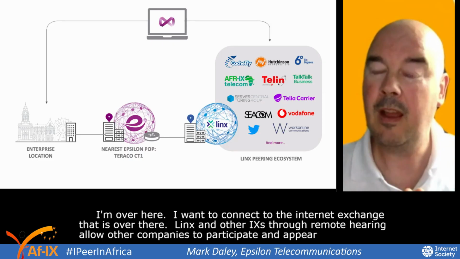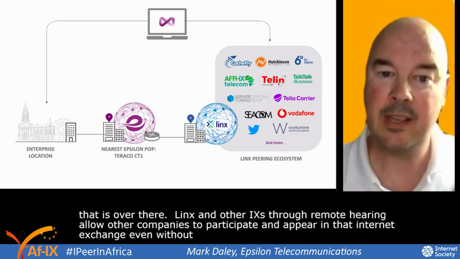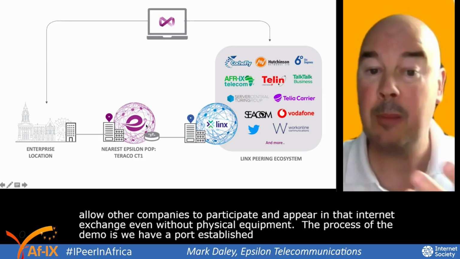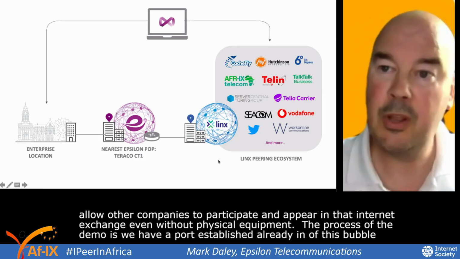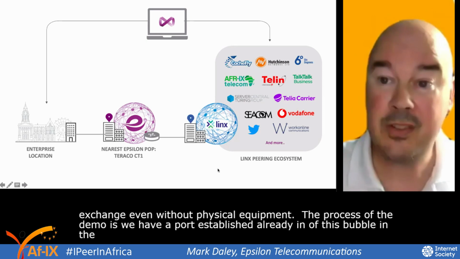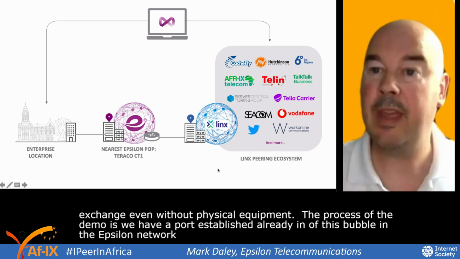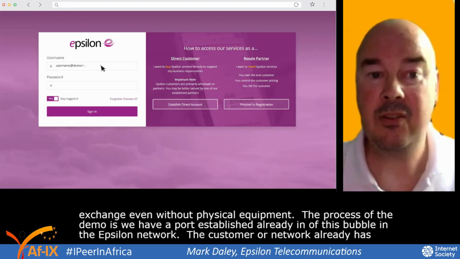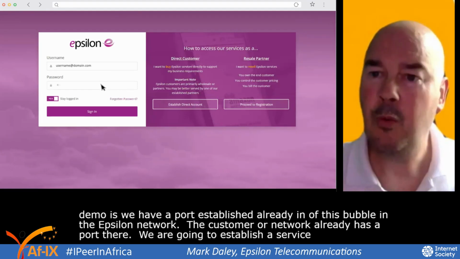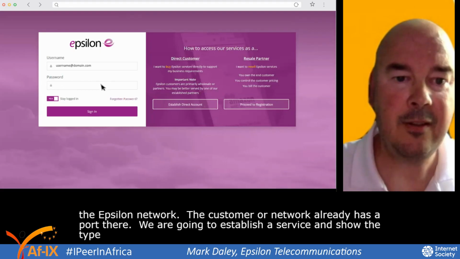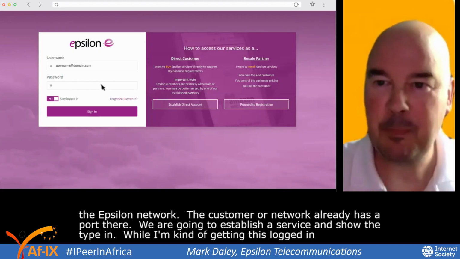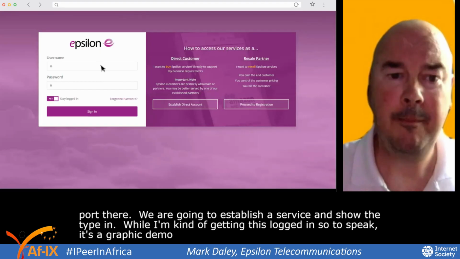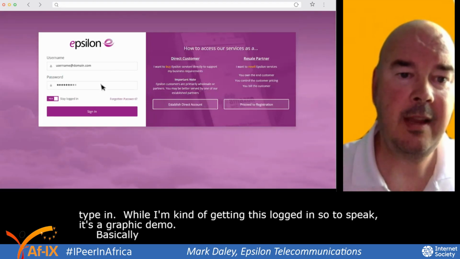So the premise of the demo is that we have a port established already in this purple bubble in the Epsilon network. The customer or the member already has a port there. So now we're going to establish a service and just show the type in. While I'm getting this logged in, so to speak, it's a graphical demo. Basically, let's start again.